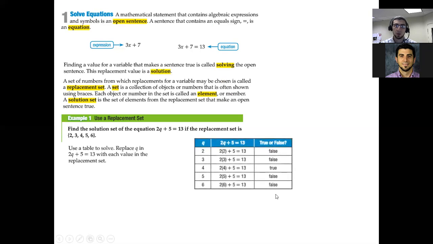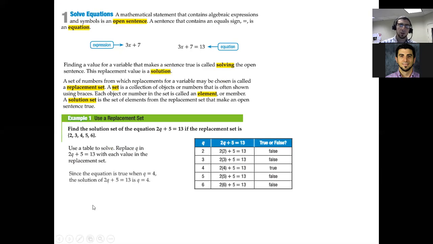Here we did it really quickly. If you put 2 in, you get 2 times 2 plus 5. Is that 13? No, because 2 times 2 is 4, plus 5 gives you 9. It's not equal to 13, so it doesn't work. Same thing happens with 3. Once you get to 4, 2 times 4 is 8, and 8 plus 5 is 13, so that's true. We continue checking the numbers just to make sure there's no other solution. In this case, there's only going to be one solution, but to be thorough and make sure that we cover all our bases, we check them all.